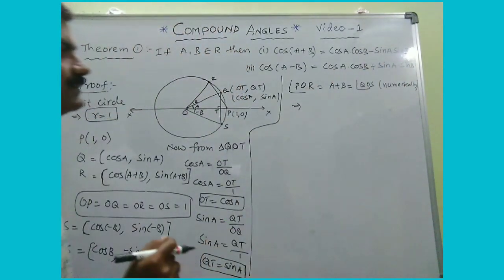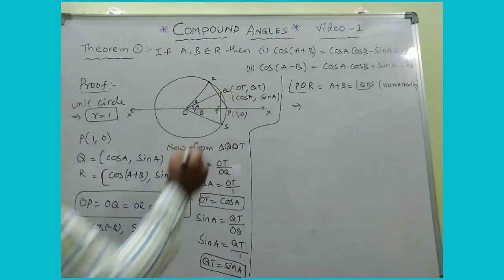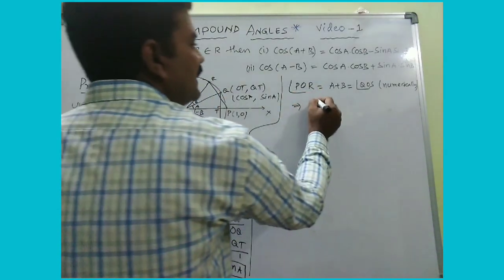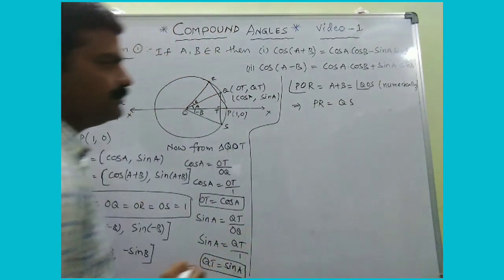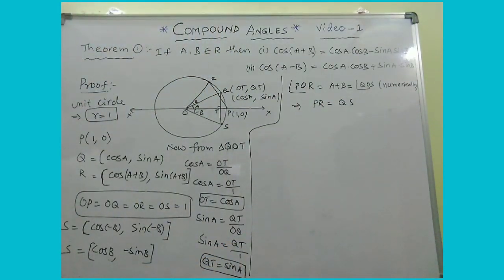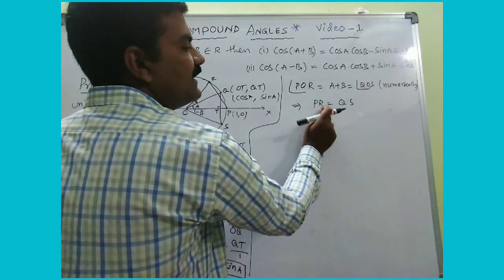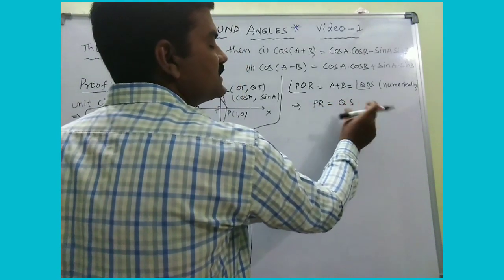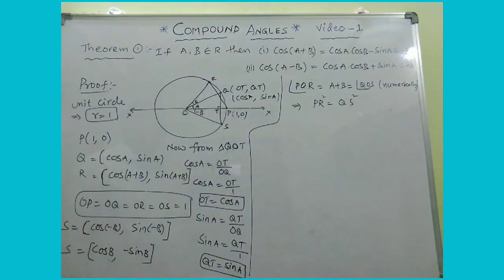Numerically they are equal. Then their corresponding sides, one is QS and this side is nothing but PR. Hence I can write that PR is equal to QS. Also go for squaring on both sides, because PR is nothing but the distance between P and R, and QS is also nothing but the distance between Q and S. Hence go for squaring on both sides. Then PR square is equal to QS square. Okay, so now listen carefully.